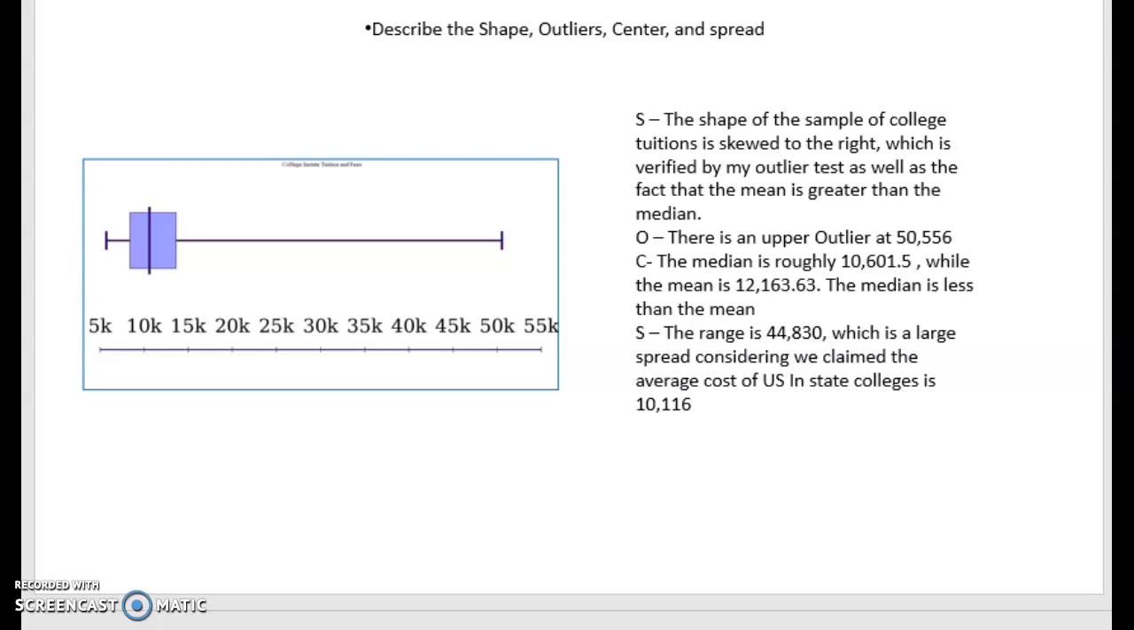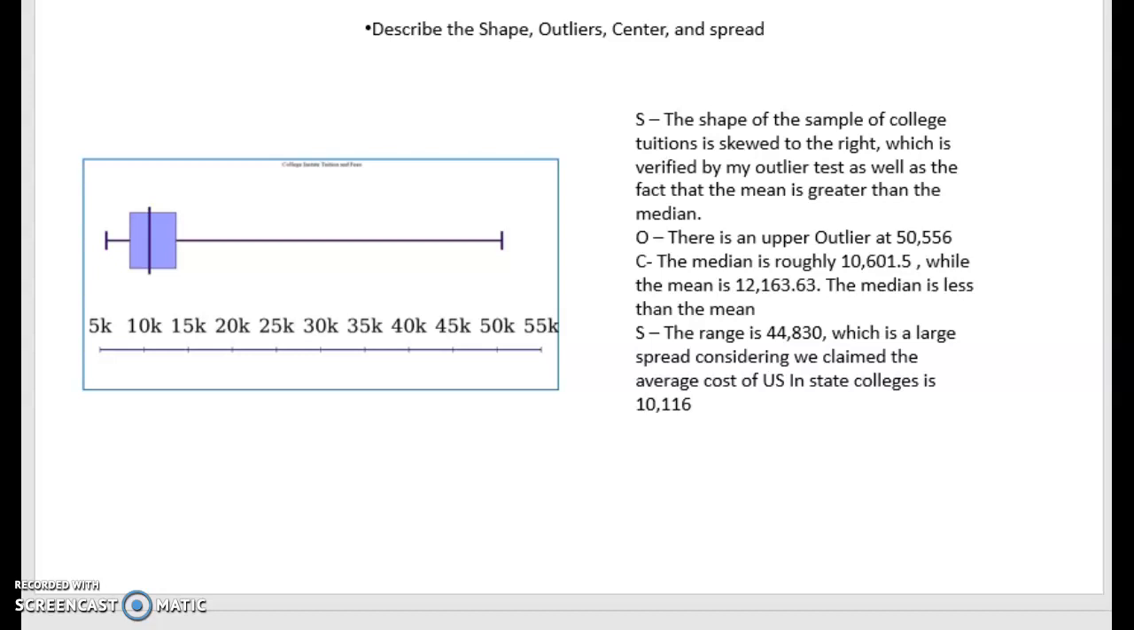The shape of this graph, because we have an upper outlier, which was tested on the previous video, we know that the shape of this is going to be skewed to the right, which means that the mean is actually getting pulled to the right of the median. That's what makes it actually skew. We have an upper outlier that we calculated for the University of Denver at 50,556.